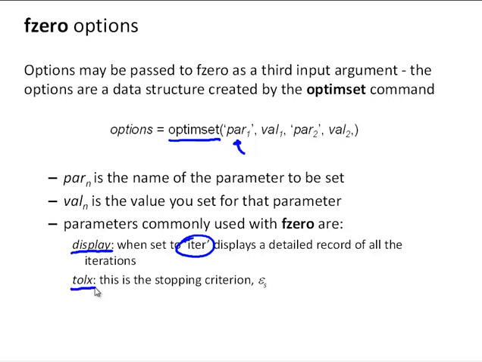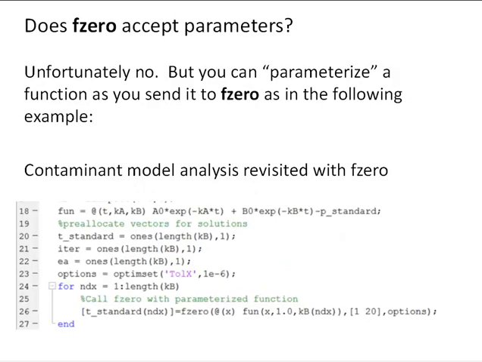Another common parameter is TolX, and that is basically the stopping criterion, epsilon s. So we saw before we want to have some explicit control over what that stopping criterion is, and TolX is what allows us to do that. And we'll see an example of the syntax of how to do this in just a second. But first let's talk about that other type of parameters, and those are the parameters in a mathematical model.